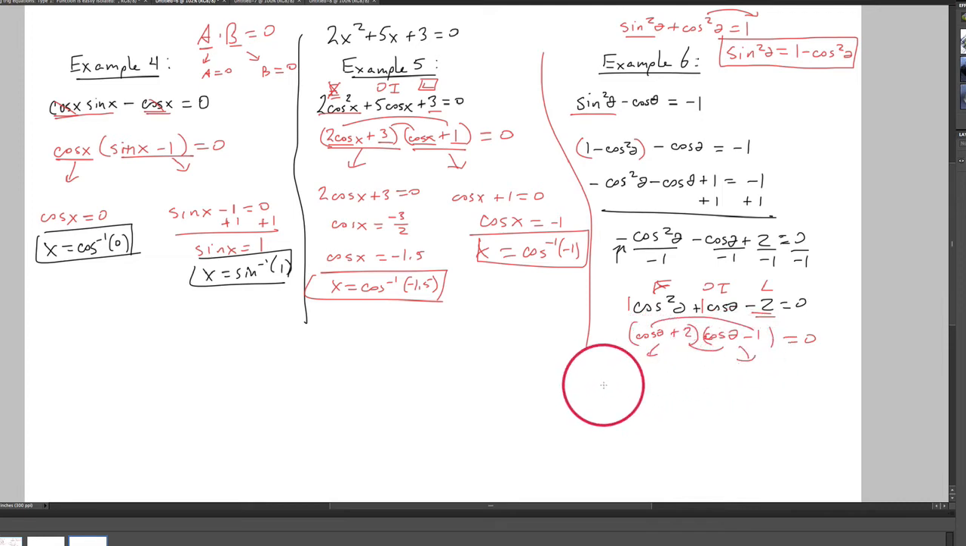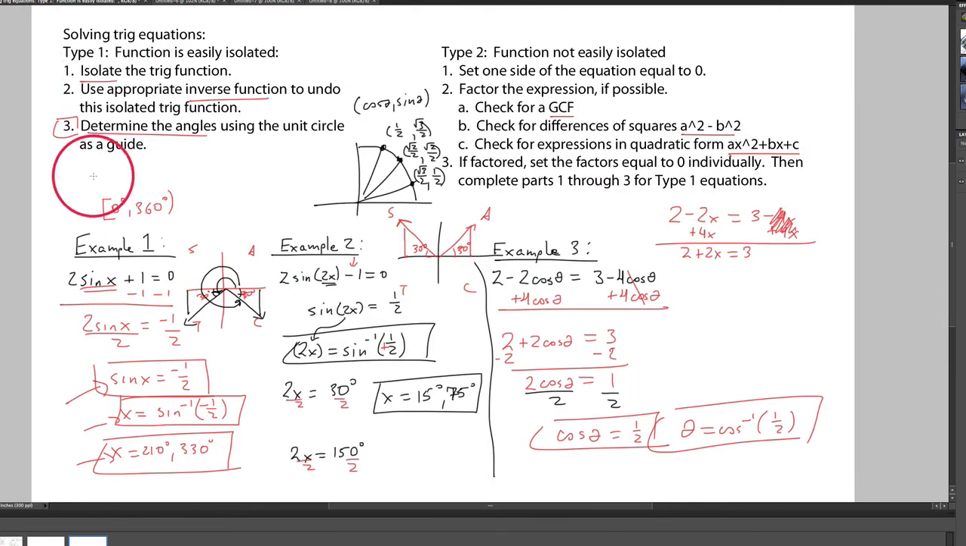The idea, you guys, is that we're just factoring to be able to get these factors set equal to 0, so that when I do that, I can isolate the darn trig function. So, name of the game, isolate the trig function. And if you can't do that easily, I want to see you set it equal to 0 and make sure that you can factor it so that we can set factors equal to 0 and isolate trig functions. Cheers.